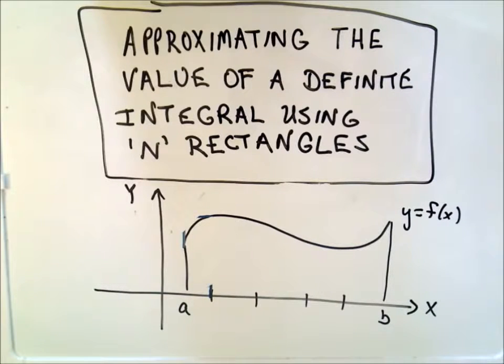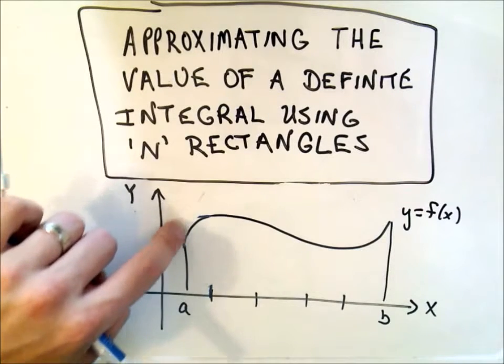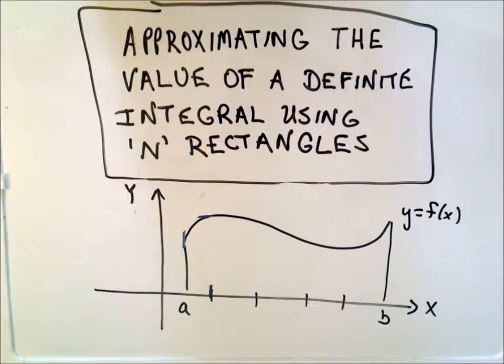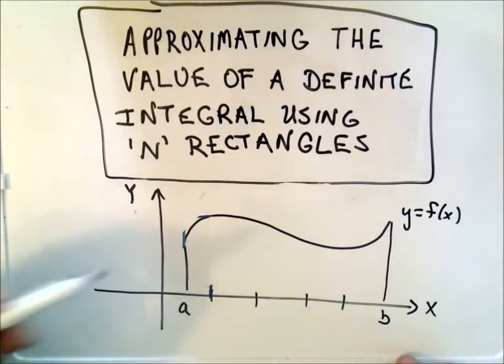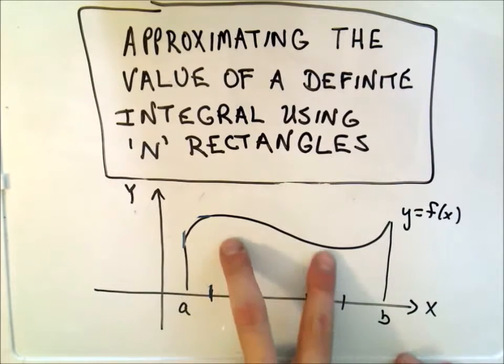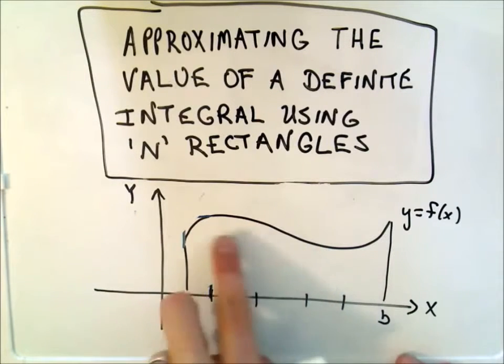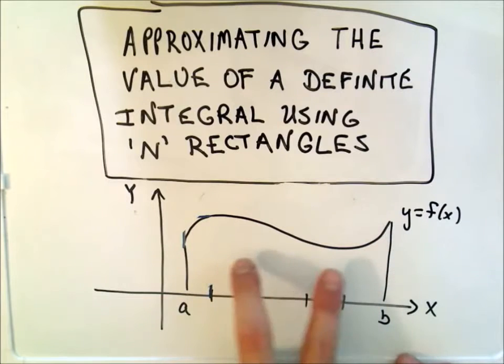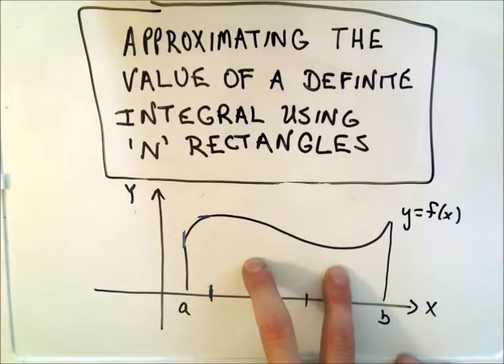Okay, in this video we're going to talk about approximating the value of a definite integral using n rectangles. So this is going to be a follow-up to the general idea of the definition of a definite integral. But here again we're just approximating. So the idea is we've got some function y equals f of x. We want to find the space between the curve and the x-axis.